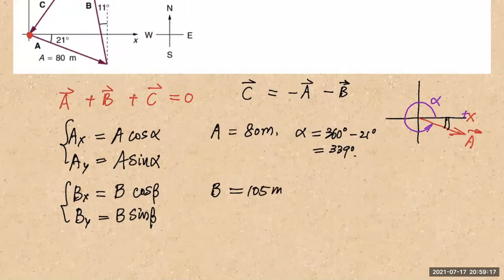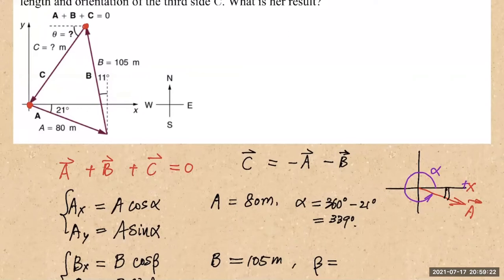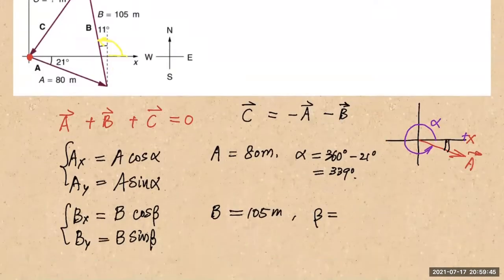And what about the angle beta? You look at this diagram here. We start again from the positive x direction, which is this line here, and we go counterclockwise until we meet this angle. So this is the angle beta. You can see clearly it is 90 degrees plus 11 degrees. So beta would be 90 plus 11, that's 101 degrees.